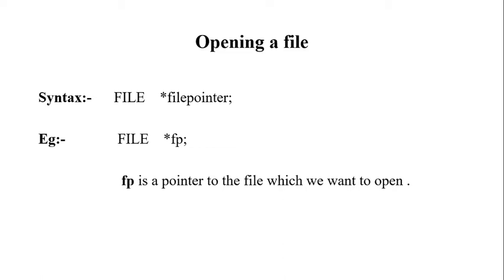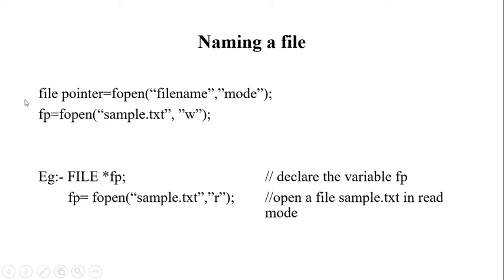The syntax for opening a file is, first of all, we need to give the FILE keyword, then a space, star, file pointer. For example, FILE *fp. Here fp is a pointer to the file which we want to open. So first of all, we need to create a file pointer. Then, naming a file, we need to give a name to the file. The file pointer which we already created is equal to fopen. We have to use the fopen function in order to open a file. The fopen function contains two arguments. The first argument is the file name and the second argument is the mode of operation. So in the fopen, within brackets, file name, comma, mode.